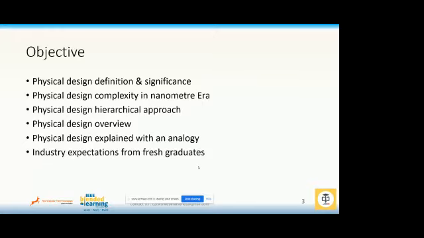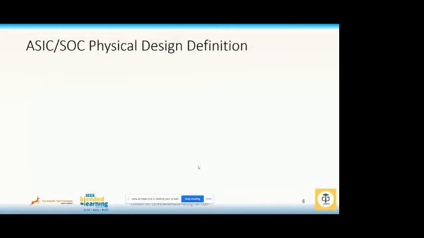I'll try to explain that flow with an analogy so that people can understand better. For those listening to physical design aspects for the first time, they may be able to correlate well with an analogy. And then at the end, I'll also touch upon industry expectations from fresh graduates for a physical design engineering role.